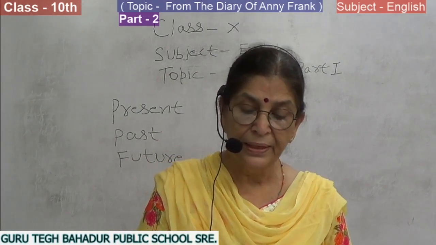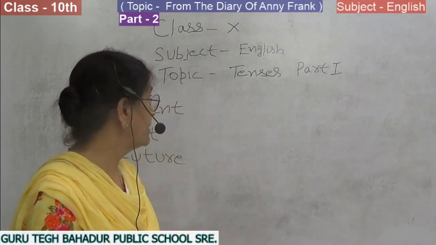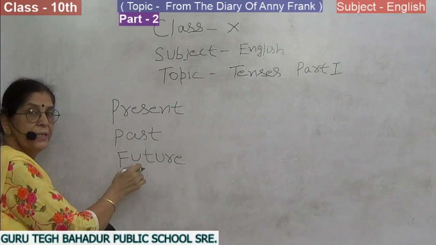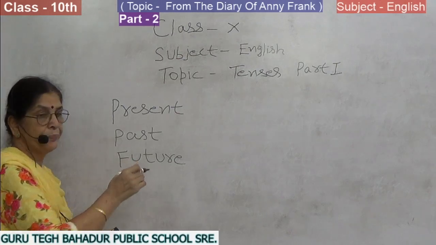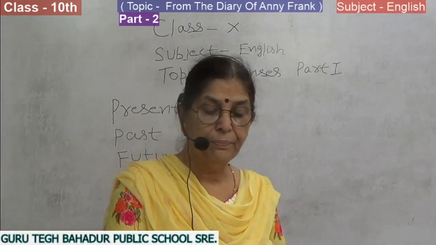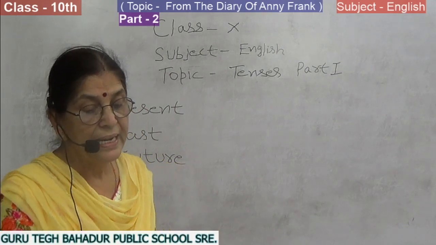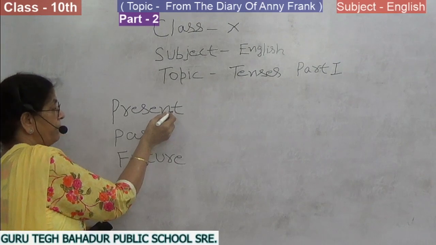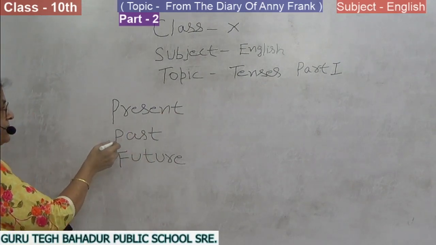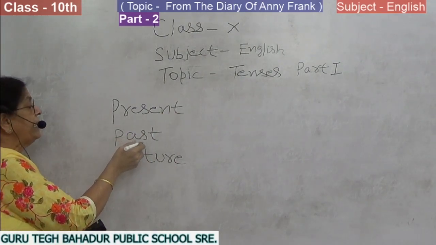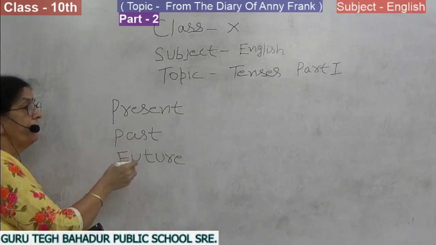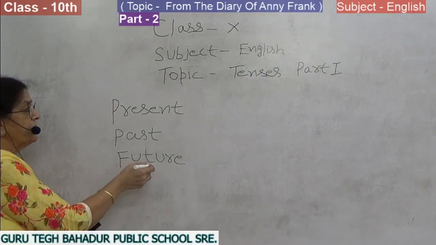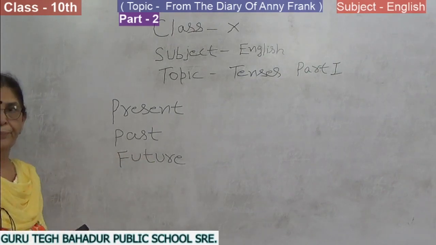There are three main kinds of tenses. They are present, past, and future. Present tense indicates all the things related with the present. Past tense indicates the things related with the past. And future will indicate the things which will come in the future.